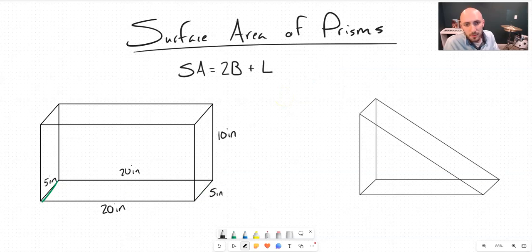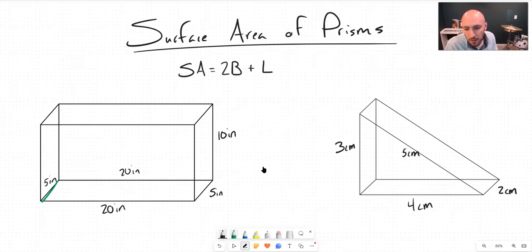Okay, so now let's do an example with a triangular prism here. Okay, so we'll assign some measurements here. We'll say this is 3, we'll use centimeters. We'll say this is 3 centimeters, 4 centimeters, and 5 centimeters. And then we'll say this is 2 centimeters. It's probably not to scale, but doesn't matter.